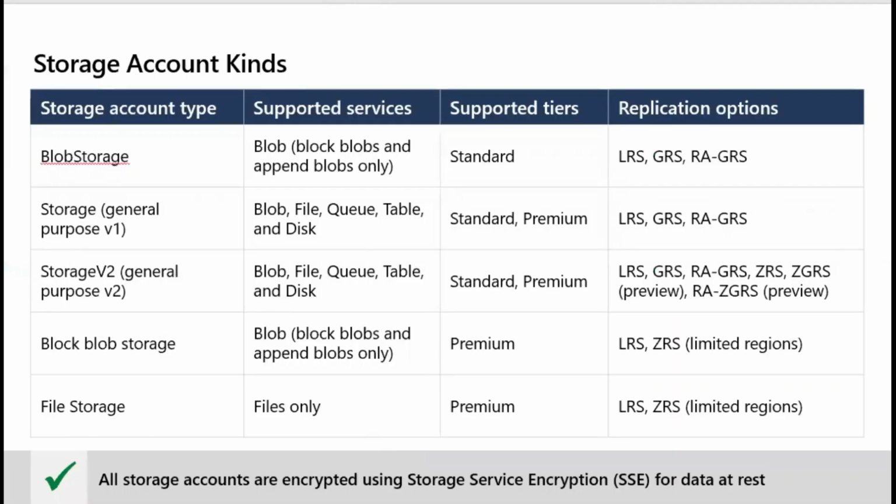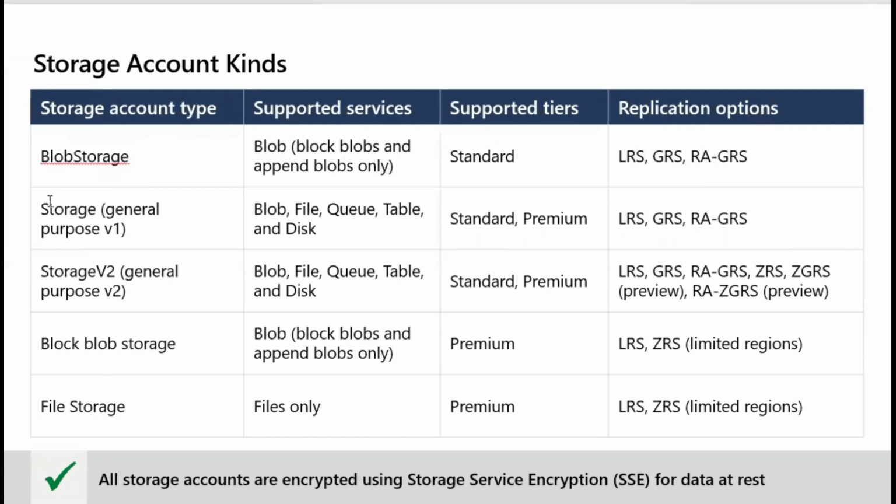Storage account kinds. We have general purpose version 1, general purpose version 2, blob storage, and file storage. For blob storage, the supported service is blob, the supported tier is standard, and the replication options are local replication, geo replication, and read access geo-redundant storage.